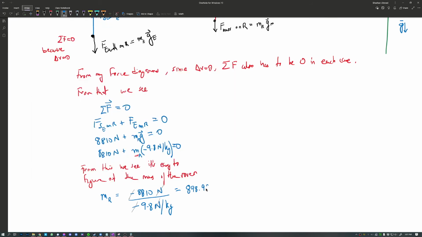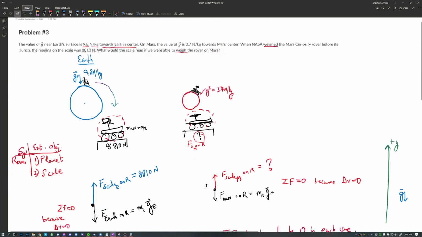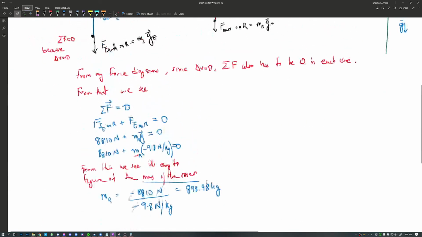I'm going to keep extra numbers because I might end up using this. And what do I get left with? Kilograms. Okay, that's the mass of the rover. So we found the mass of the rover, but wait, that's not our question. We need to find what would the scale read if we were to weigh it on Mars?